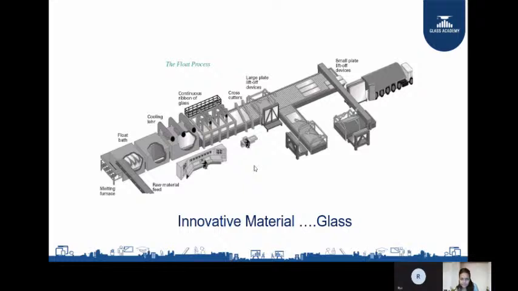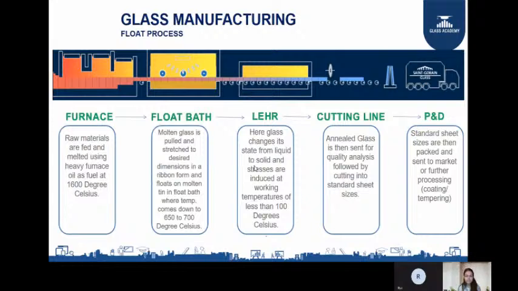So as you can see on the screen, these are the main raw materials which are used to manufacture the glass, from which silica is a major contributor, which is approximately 60%. The main component of the glass will be sand, and this mixed batch will be fed into the furnace.